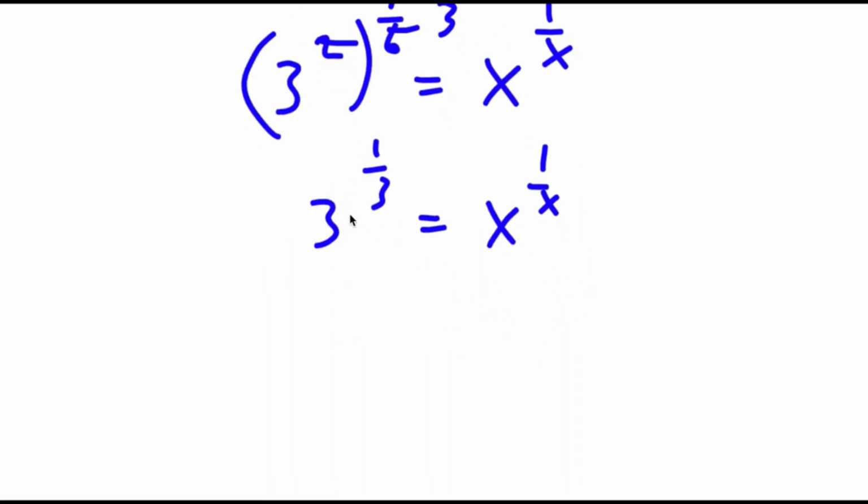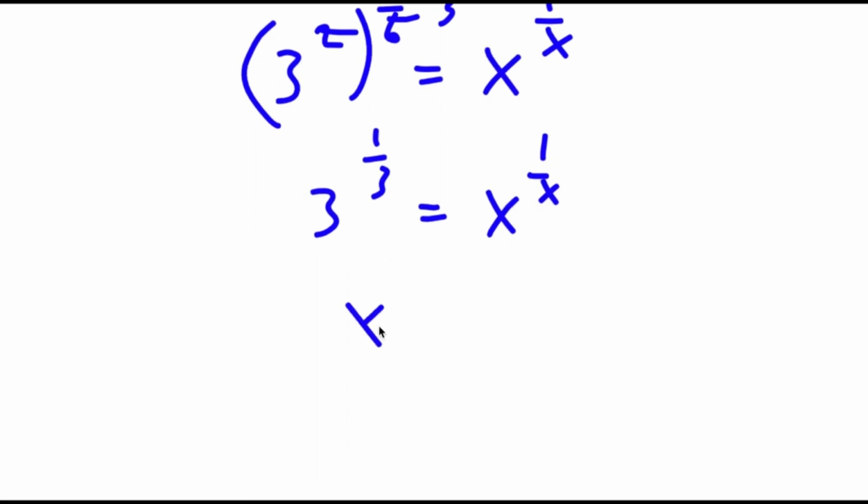And notice how this is in the form x to the power of 1 over x. A number to the power of 1 over that same number is equal to x to the power of 1 over x, meaning x is simply equal to 3.